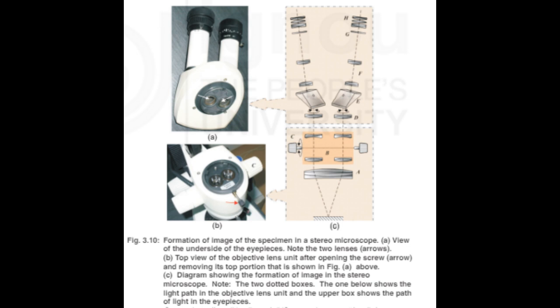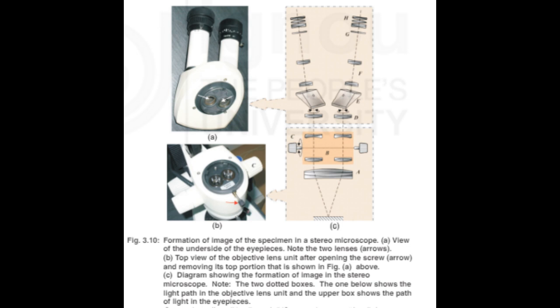Look at the screen. Fig. 3.10. Formation of image of the specimen in a stereo microscope. A. View of the underside of the eyepieces. Note the two lenses, arrows. B. Top view of the objective lens unit after opening the screw, arrow, and removing its top portion that is shown in the figure above.